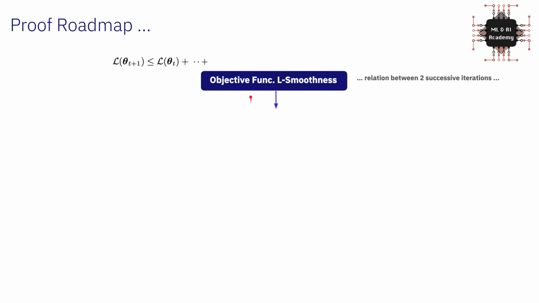The first thing we started with last time, and recap this time as well, was that we showed the objective function is L smooth, and that gave us a relation between two successive iterations. That allowed me to say that my objective at the next iterate is less than or equal to the objective at the current iterate, theta t, plus something. Our goal in this lecture is to bound these somethings, which we will dig into in a second.